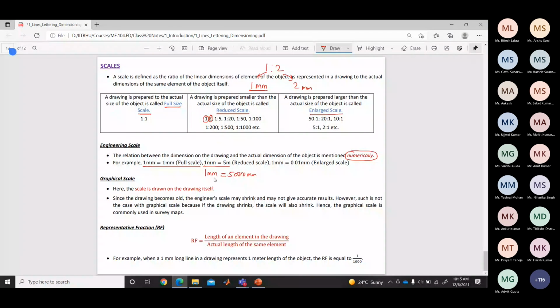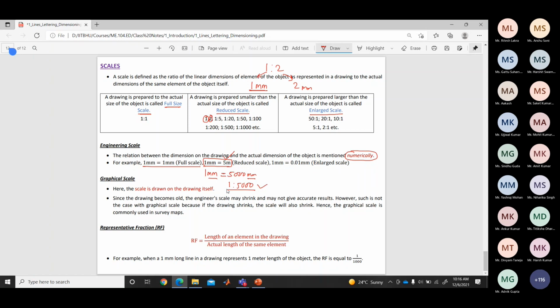All right. So in that case, how can we write? We can write simply 1 as to 2. Now here we can write in this way when the units are the same, mm. If we have different units, then you can write in terms of units: 1 mm is equal to 5 meter. So either we can mention it in this way or we can mention it in this way.